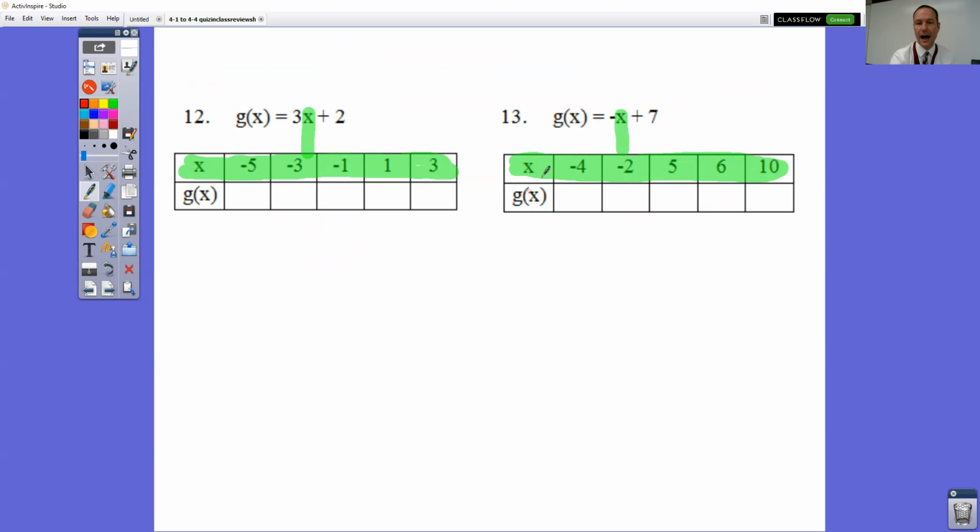Now, be careful on that second one. Negative X. Negative X really means, remember, whenever you have a letter all by itself, that really means that there's a one in front of it. So this is really -1 times X and then +7.